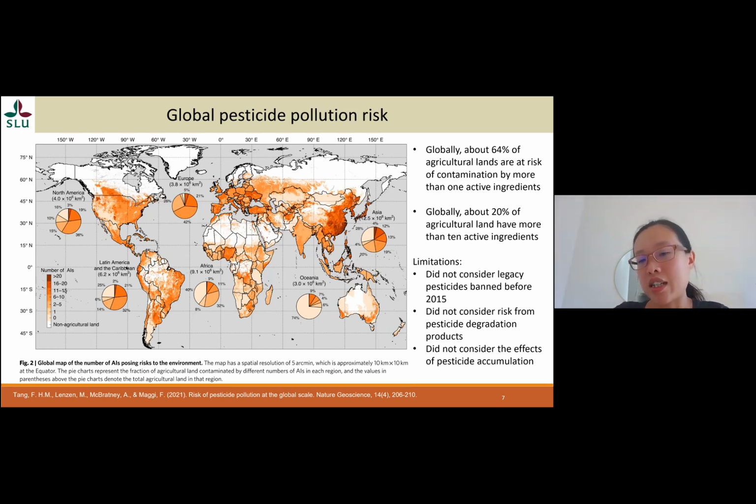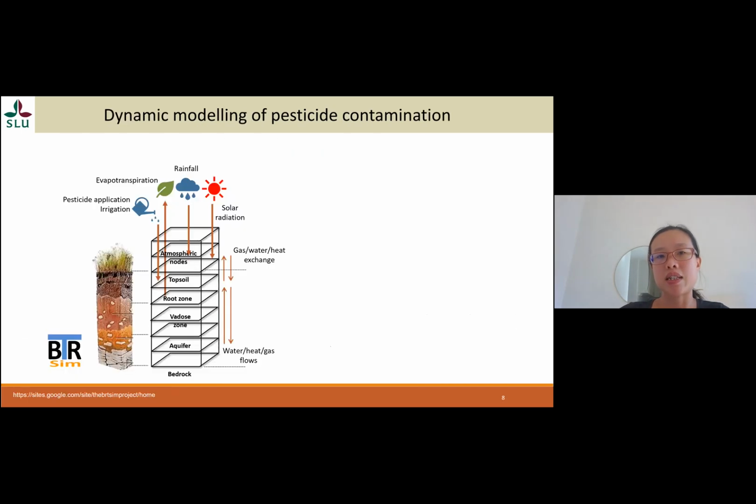Saying that the model we use in this study is time static, we are also interested in looking at the time dynamic of pesticide contamination. So we tackle this by using a time dynamic environmental model. The model concept is that it considers a vertical soil column with multiple soil layers, which describes the topsoil down to either the aquifer or the bedrock. And it also allows the input of boundary conditions, for example, solar radiation, rainfall, evapotranspiration, or the application of pesticide and irrigation at any given time point.